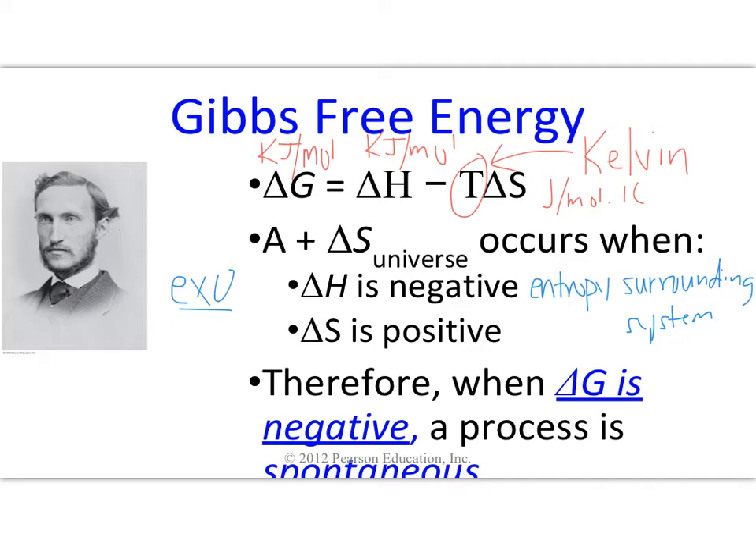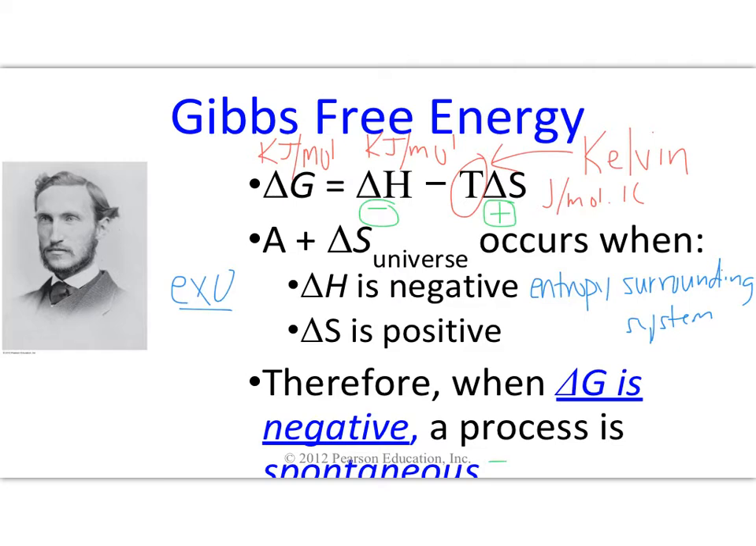If you have a negative delta H and a positive delta S, because temperature is always a positive value, being in Kelvin, you're going to have a negative value minus a positive value. So you can also think of it as a negative value plus a negative value, and that's always going to end up with a negative delta G value. Therefore, when delta G is negative, the process is spontaneous.